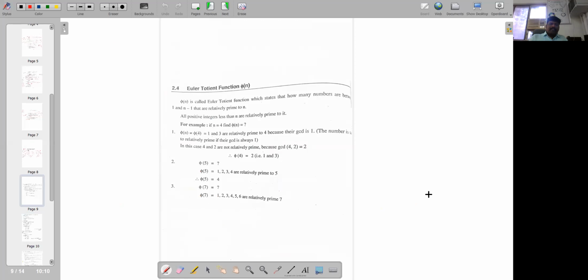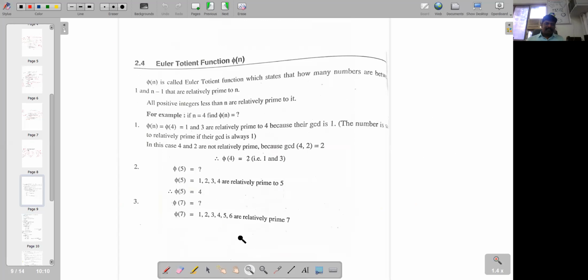Okay. The next algorithm which we are going to discuss here is the Euler-Totient function. This is the extension of Euler's theorem. Phi of n is the symbol used for the Euler-Totient function, which states how many numbers between 1 and n minus 1 are relatively prime to n.